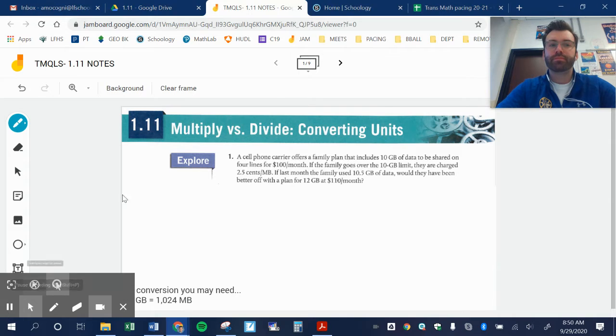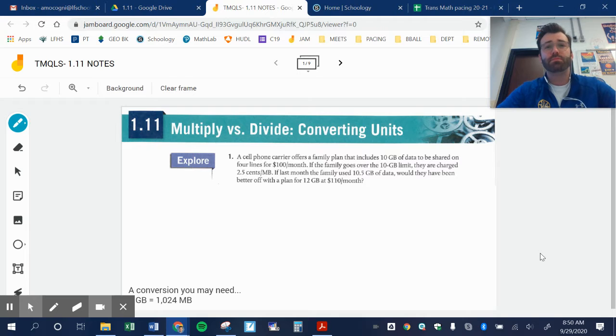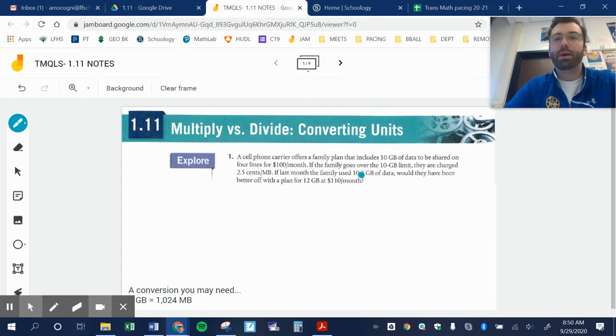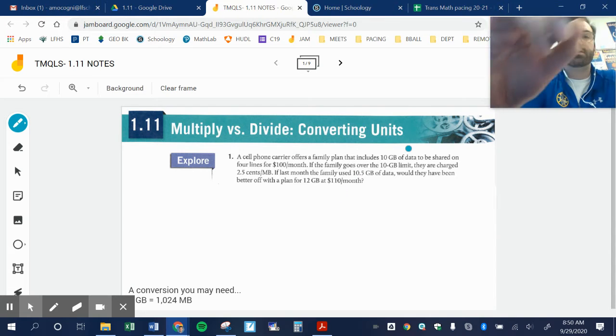Go ahead. So it says if a family goes over, they're charged 2.5 cents per megabyte. Last month, a family used 10.5 gigabytes of data. Would they have been better off going with the 12 gigabyte plan at $110 a month? So, first of all, because they went 0.5 over, there's a reason I gave you this conversion.